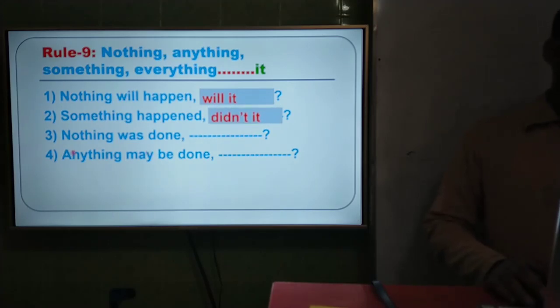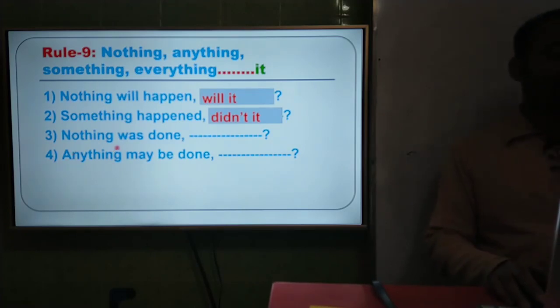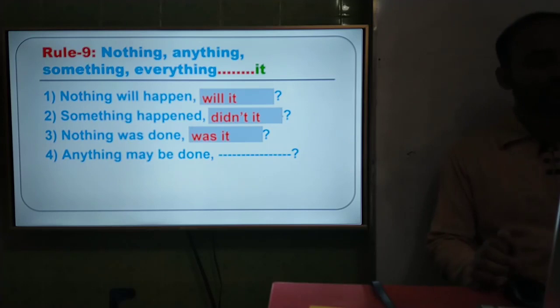And the third one, "Nothing was done." Dear students, here I have got the operator "was", so it has become very easy to make the tag question. "Was" will come here automatically, and we have to use "it" instead of nothing, so the answer is "was it". As the sentence is negative, the tag question is affirmative.